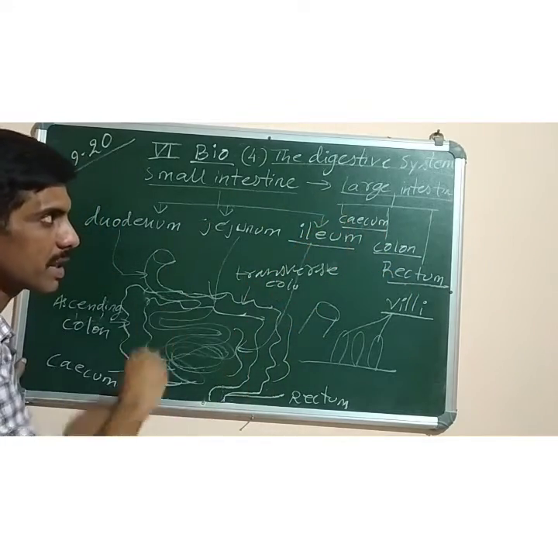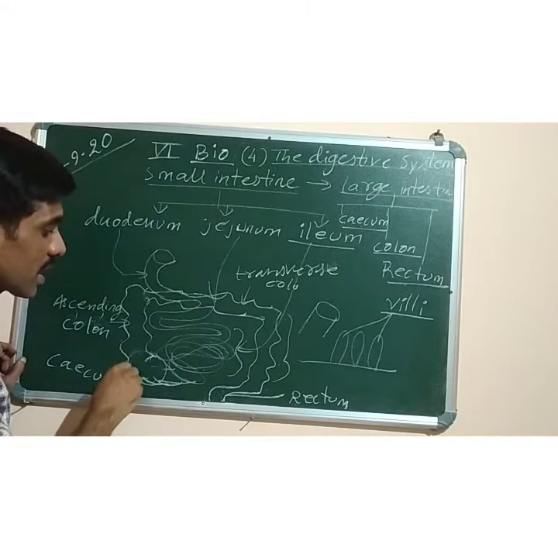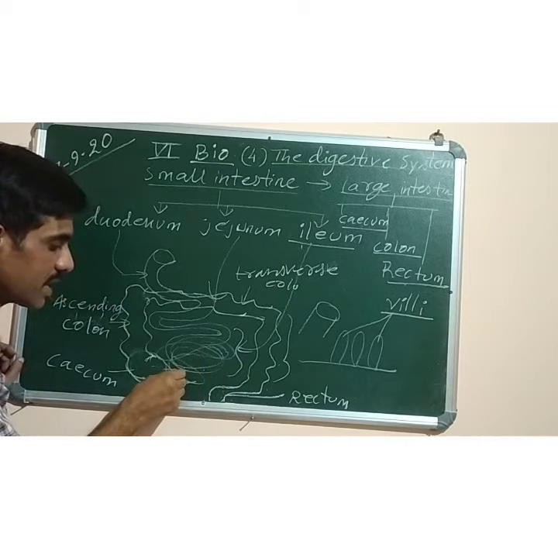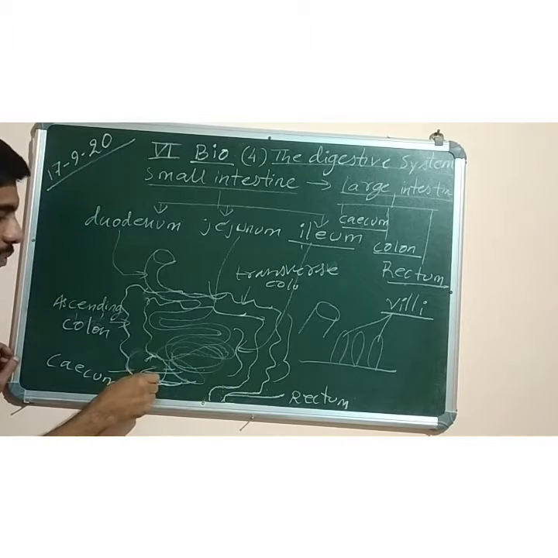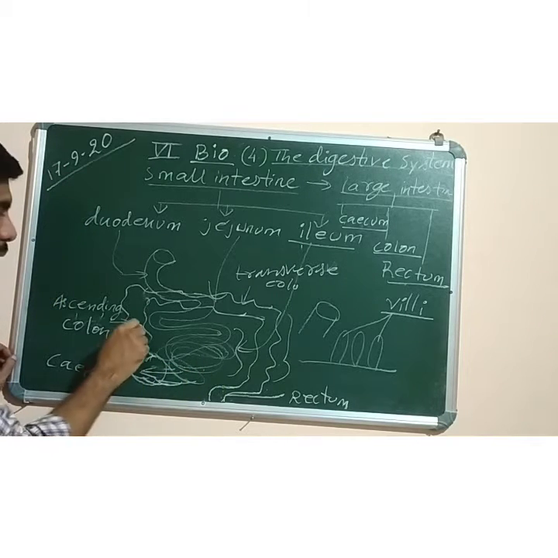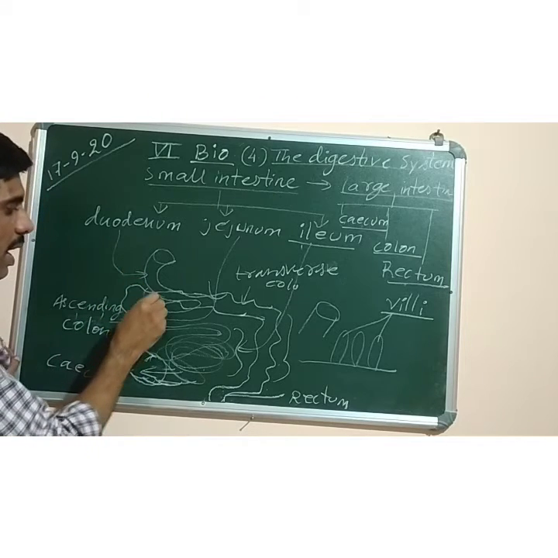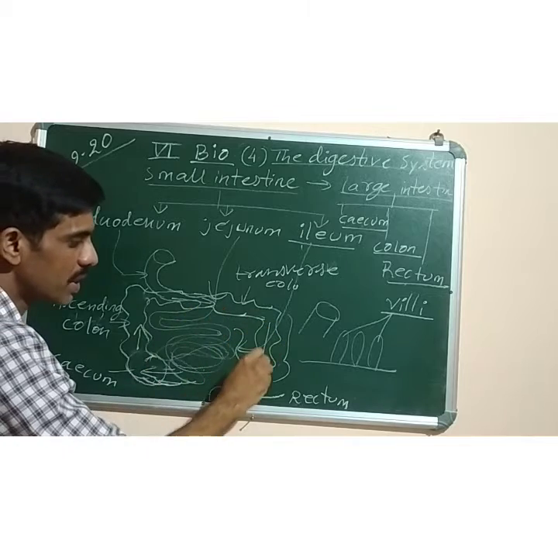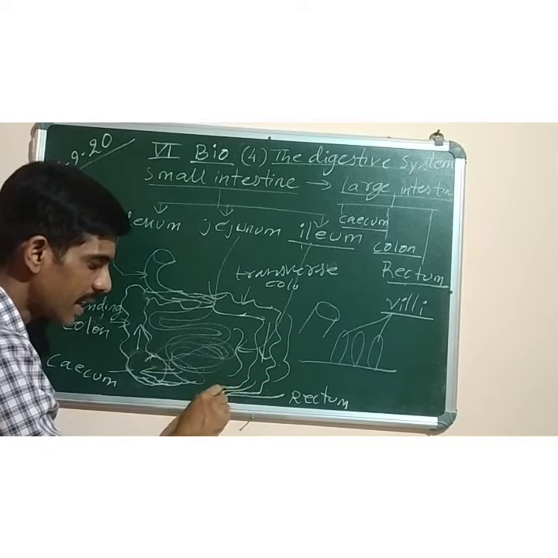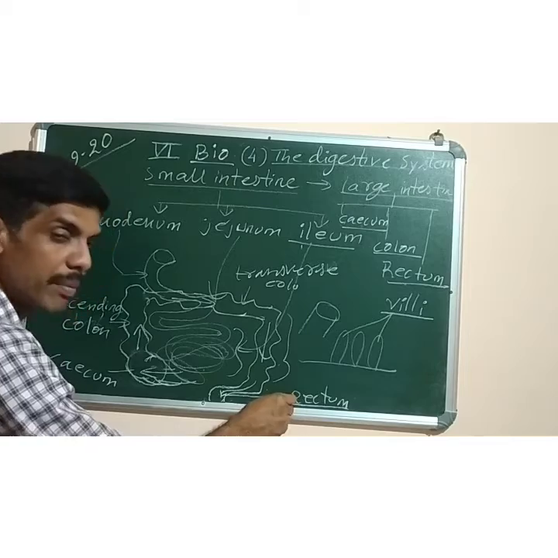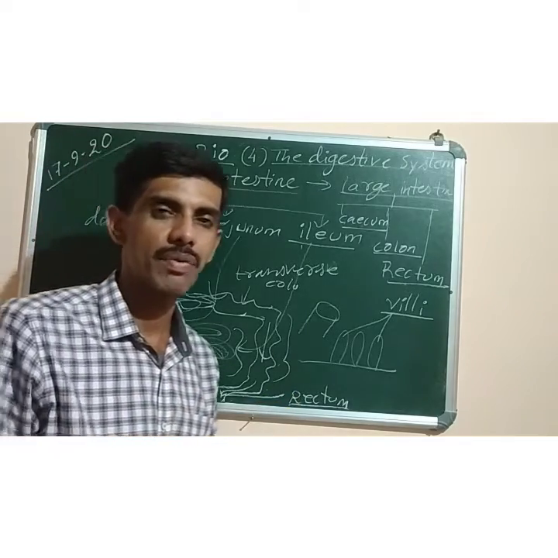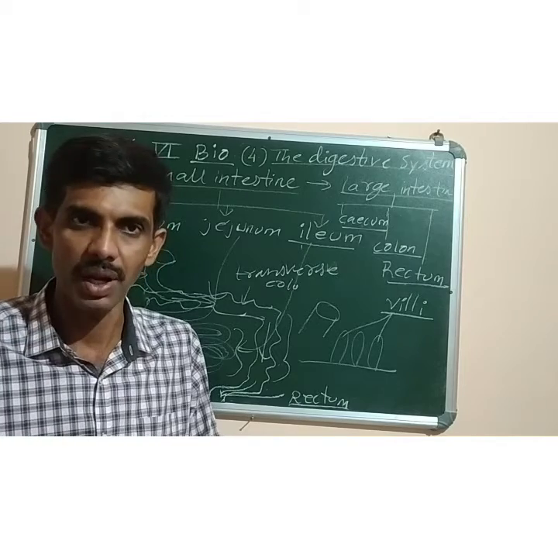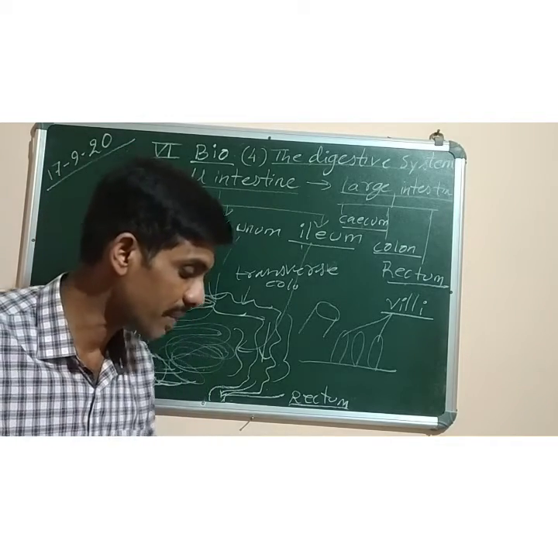Which is the first part? Caecum. Caecum is the part of the large intestine which connects with the ileum of the small intestine. Means the ileum of the small intestine will push the undigested food into the caecum, and from there it will travel into the colon, and finally from ascending colon to transverse colon to descending colon, and finally the undigested food will get stored in the rectum before it is thrown outside from the body through the anus by the process of defecation, that is toilet.